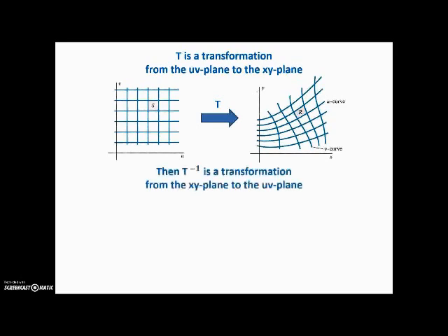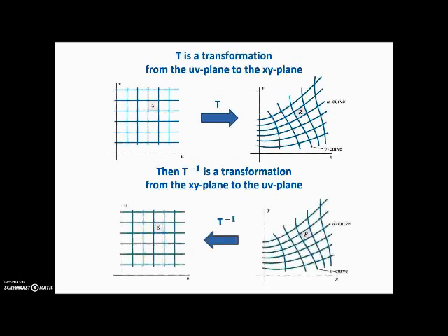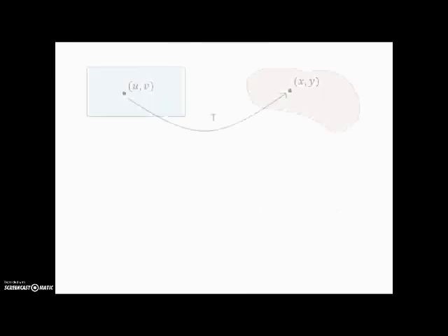Now what we really want is T inverse, to transform the curvy region in the xy plane that we're having difficulty integrating and make it a simple region in the uv plane. That would be the inverse operation, T inverse, and that's what we really need to make our integral easier when we have a difficult region that we're integrating over. So here's a picture of it.